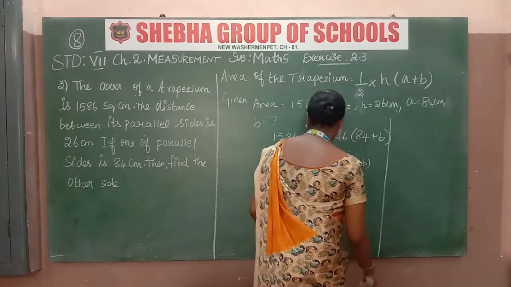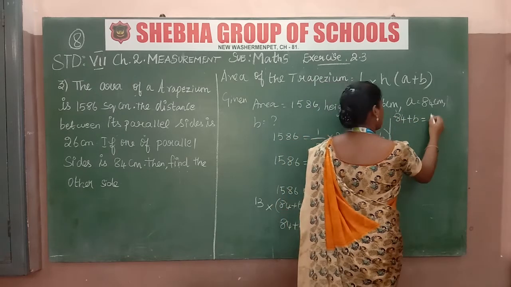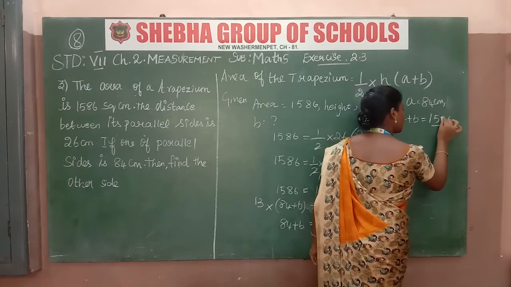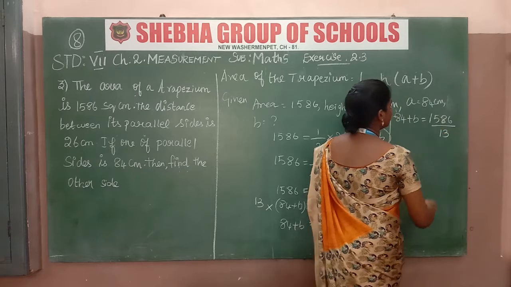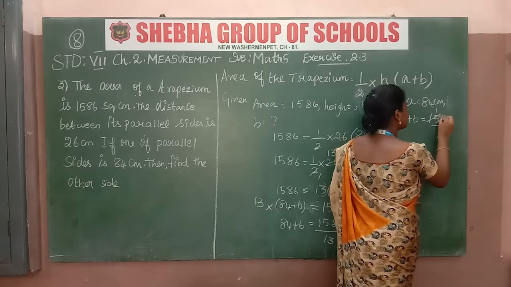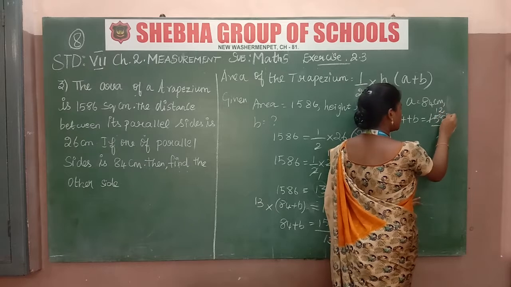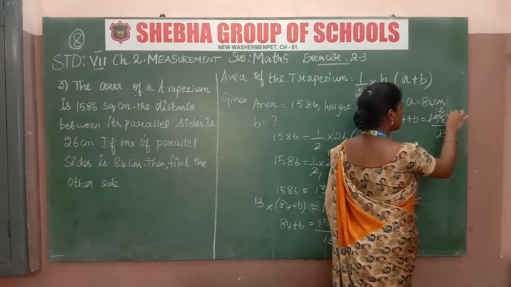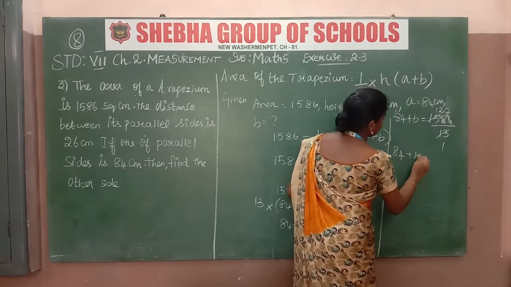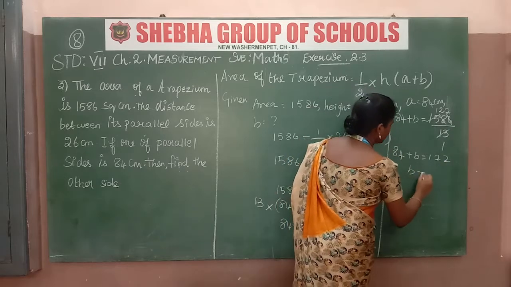So then 84 plus B is equal to 1586 divided by 13. In 13 tables, 13 ones are 13, balance 2 is there. Then 13 twos are 26, this cancels. Then 84 plus B is equal to 122.